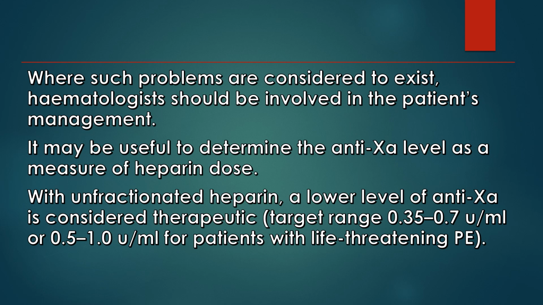It may be useful to determine the anti-10A level as a measure of heparin dose. With unfractionated heparin, a lower level of anti-10A is considered therapeutic, target range 0.35 to 0.7 units per ml, or 0.5 to 1.0 units per ml for patients with life-threatening pulmonary embolism.